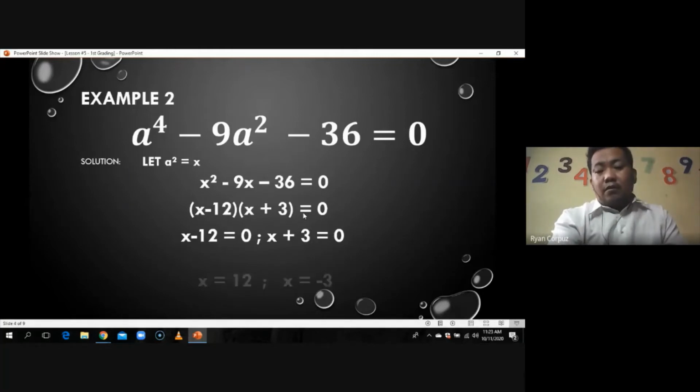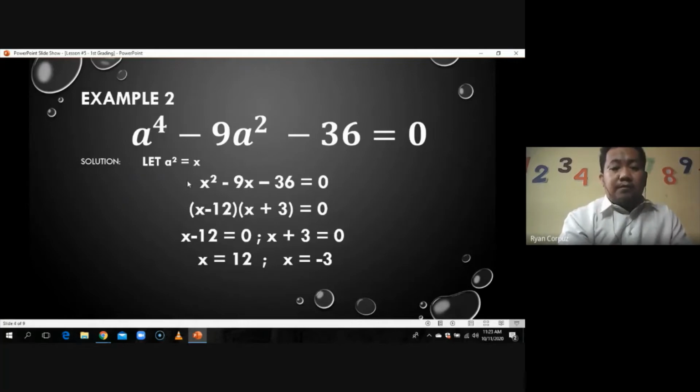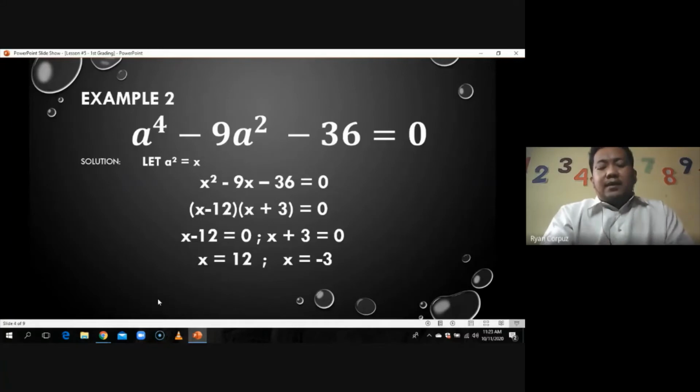So, if we're going to do that, we'll have the values x is equal to 12 and x is equal to negative 3. So those are the solutions to this equation that we transformed into a quadratic equation. So we come up with an answer which is x is equal to 12 and x is equal to negative 3.